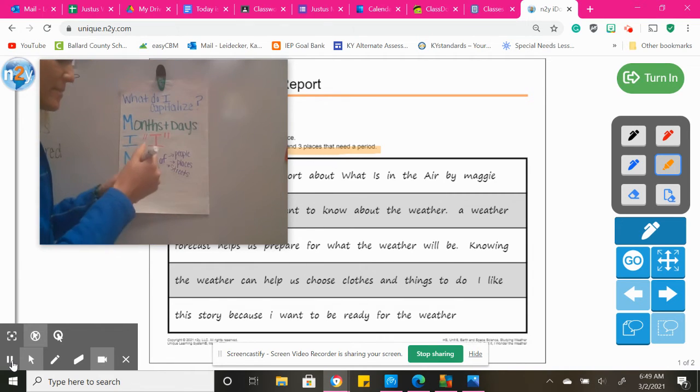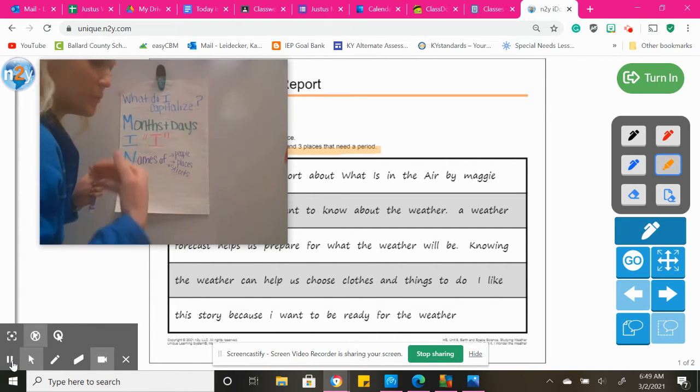People's names get capitalized. Our friends' names get capitalized. Places get capitalized. Like I was thinking of a restaurant, Fazoli's. And then streets, where what your address is, your street gets capitalized.